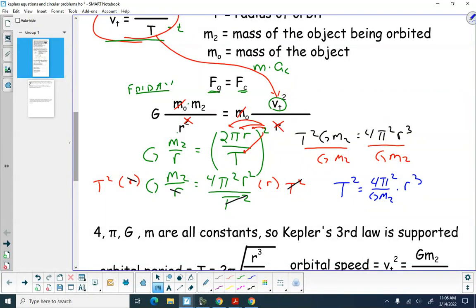What I did is I pulled the r cubed out. The reason why I pulled the r cubed out, we have a 4, we have a pi squared, we have a G, and we have an m2. These are all constants. The 4, the pi, the G, and the mass, they're constant. They're not going to change.